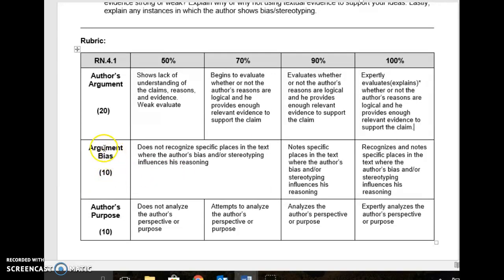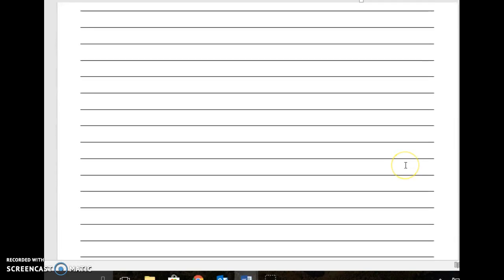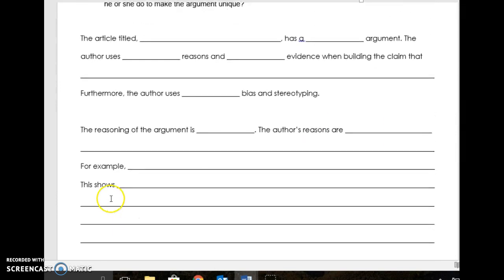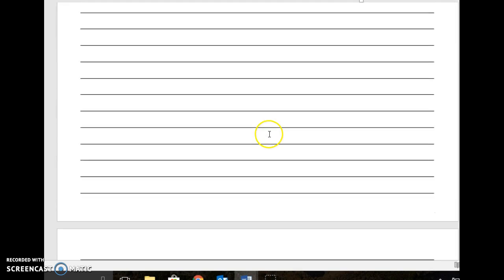10 of the 40 points is all about bias or stereotyping. Can you find a piece and can you explain it well? Remember guys, when we explain things, that's in 3 to 5 sentences. I can't believe I forgot to mention this. When you are explaining in your response where it says this shows, I gave you quite a few lines because you need to include 3 to 5 sentences to explain what your example shows. Please don't forget the things that we've practiced over and over again.